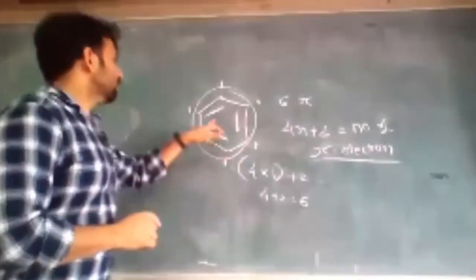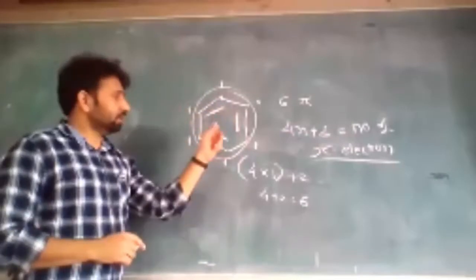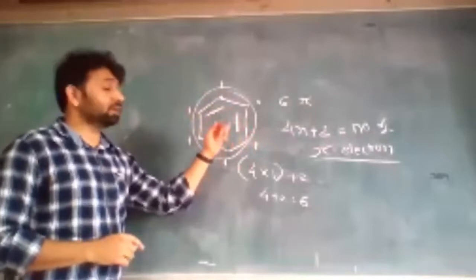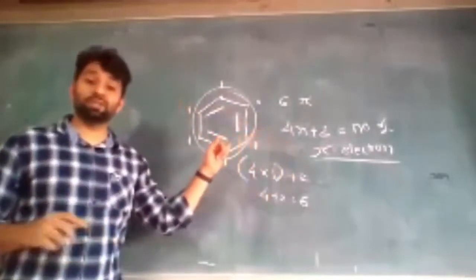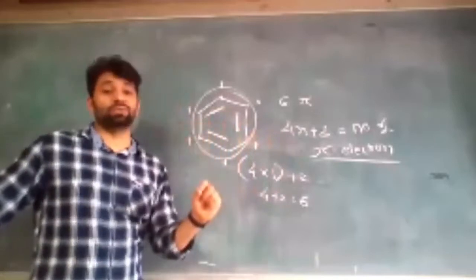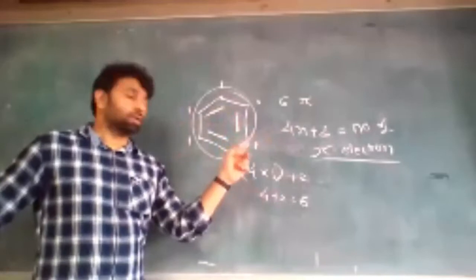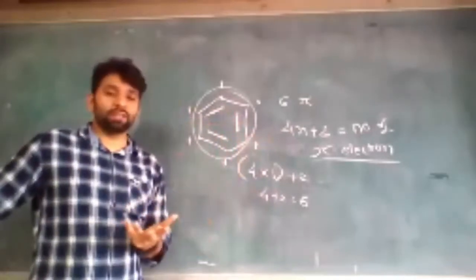Now, the second criterion is that alternate double bonds should be there, meaning there should be conjugation. And the third criterion is the Hückel rule, because the structure must follow the Hückel rule. Now there are lots of compounds which show aromaticity.